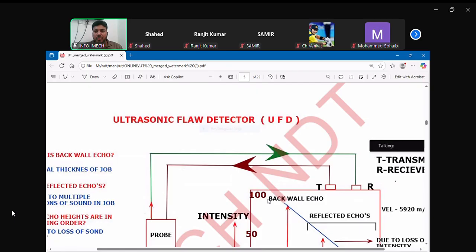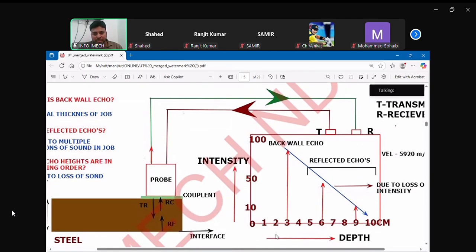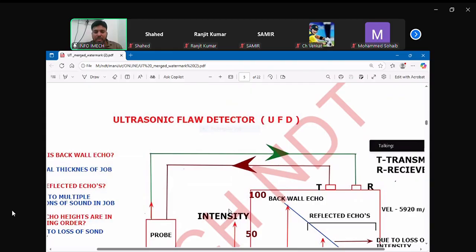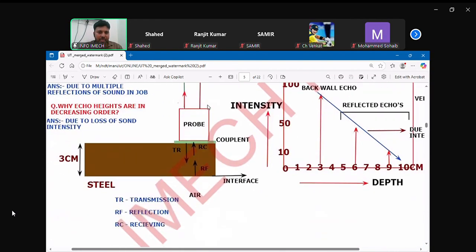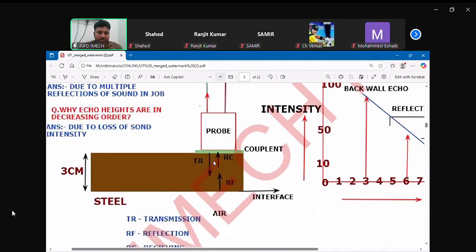Next, the machine has two scales, x-axis and y-axis. X-axis will represent the depth of the defect. Y-axis will represent the intensity of the sound the probe received. Both. Okay. So next, the customer will provide a material. This is the material my customer provided.